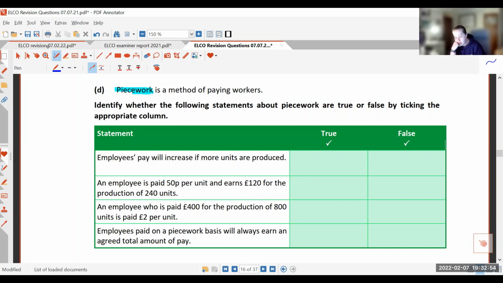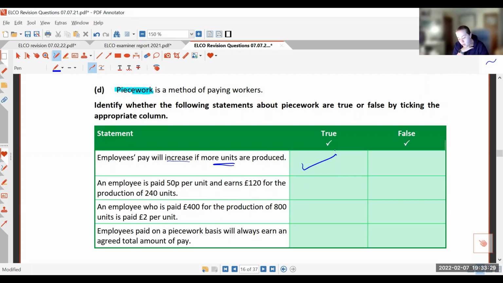Okay. So our first true or false statement is that with piecework, employees' pay will increase if more units are produced. Okay. Now, what do we know about piecework? We are paid per unit. Yeah. So I would say that that is a true statement. If anyone wants to disagree with me, I'll wait to see. But I would say that the more units you produce under piecework, the more you're going to get paid. So that is a true statement.